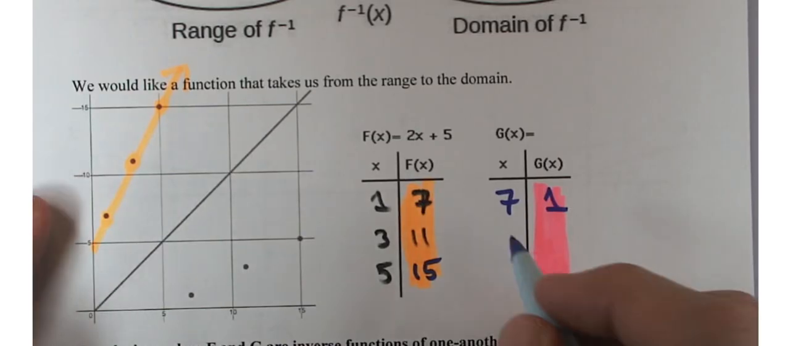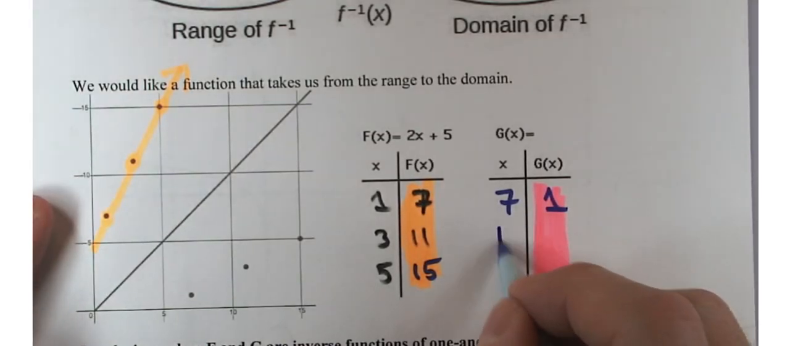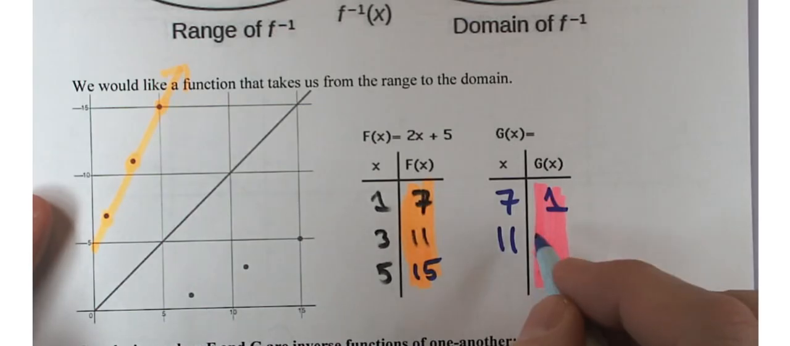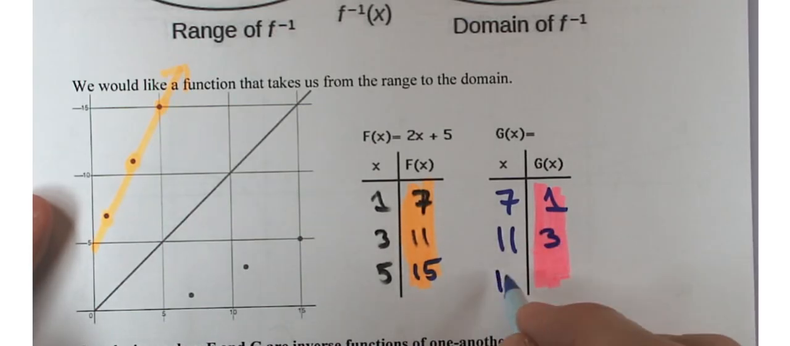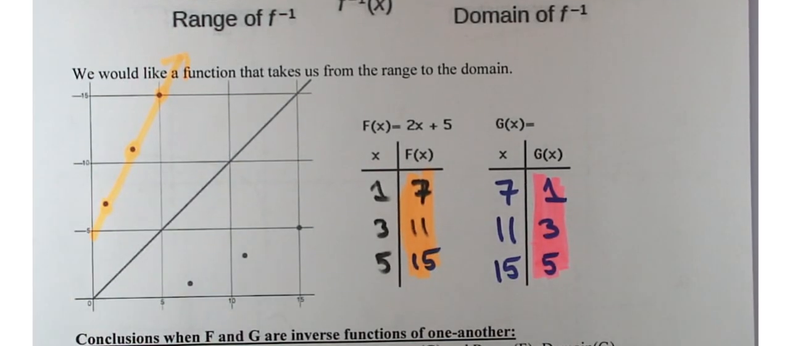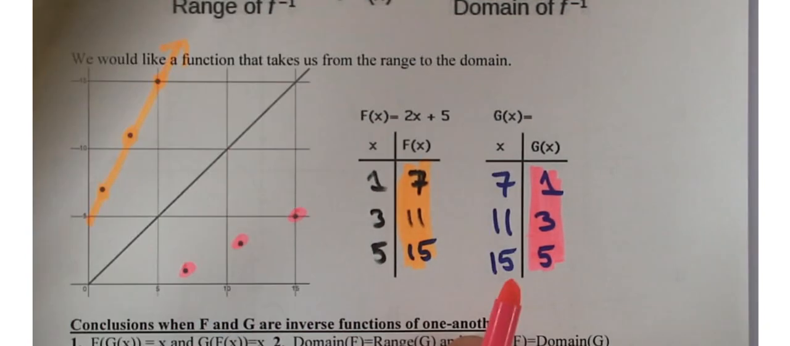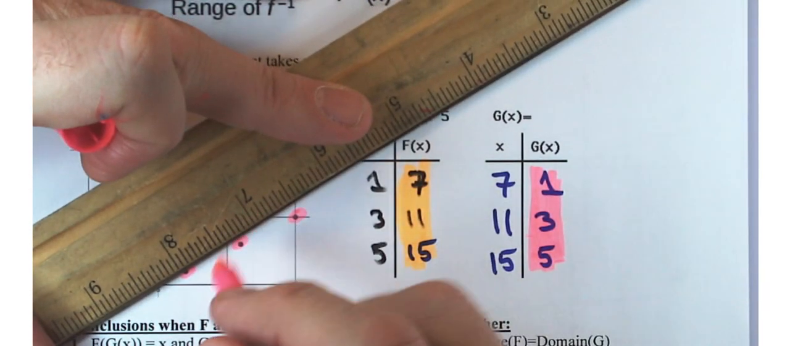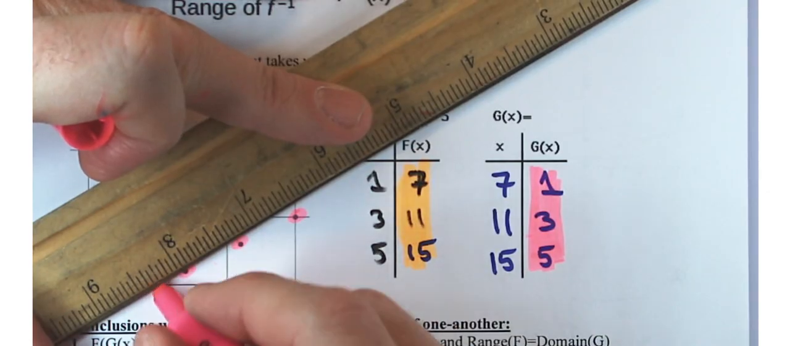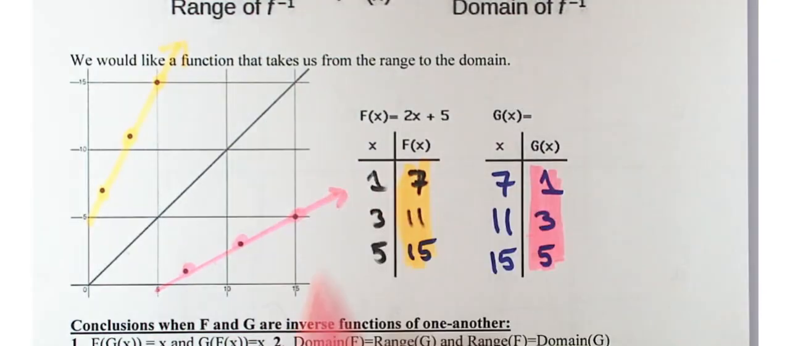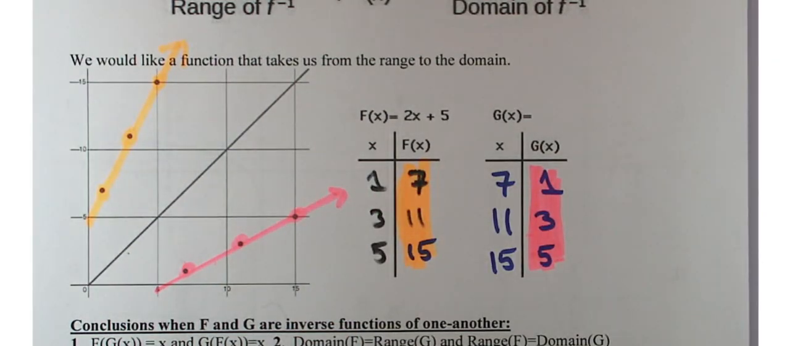Or how about this? If I input an 11, what should I output? A 3. And last one, input a 15 and output a 5. Nice. So that's going to be these points right here. And we'll play connect the dots. I'm only going to draw this line down to the x-axis. Like that. So here's your function.